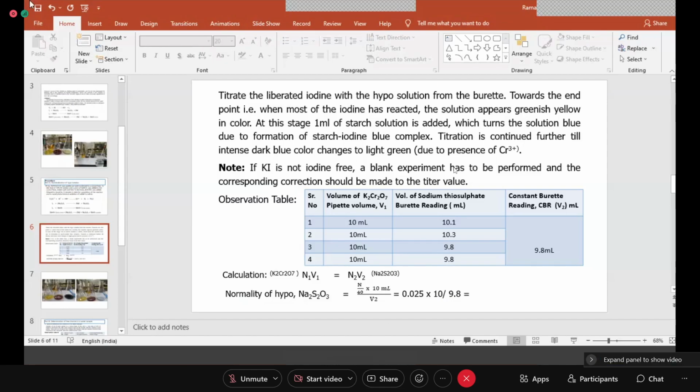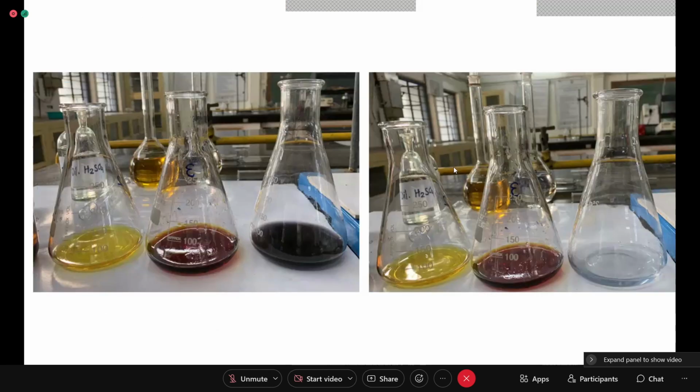Okay, so this I think I have shown you. Here you can nicely see that the color is not colorless. Can you see a sky blue tinge in this part? Yes, ma'am. This is due to chromium, and this sky blue tinge will be obtained only when you are titrating dichromate solution. If you are taking the chlorine water sample, it will be completely colorless.